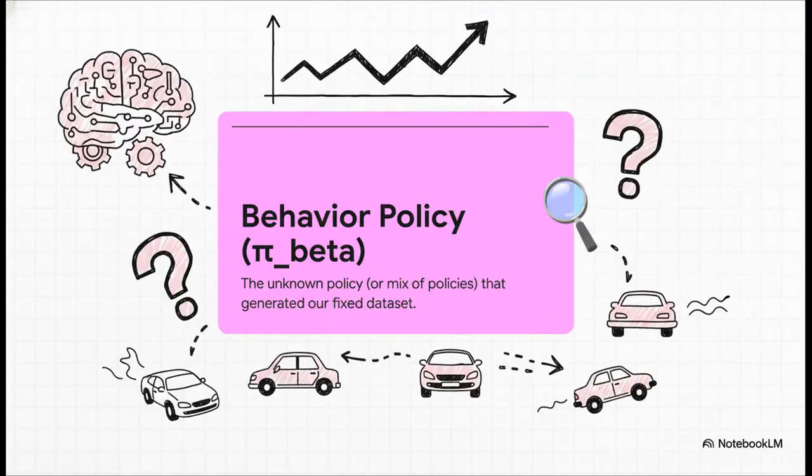Okay, so to really get how this works, there's one key term you gotta know: the behavior policy. This is basically the policy, or more likely a whole mix of policies, that created our data set in the first place. So if our data comes from a bunch of human drivers, the behavior policy is just the sum of all their driving styles: the good, the bad, and the ugly. We don't know exactly what this policy is, but we have all the data it spat out.